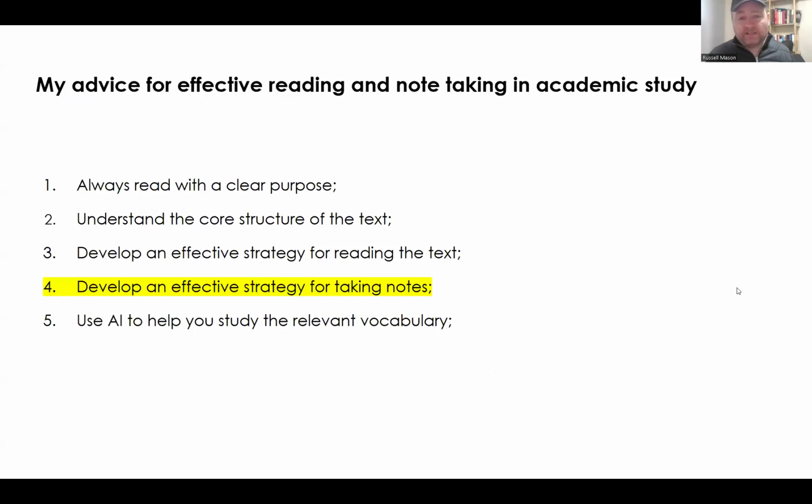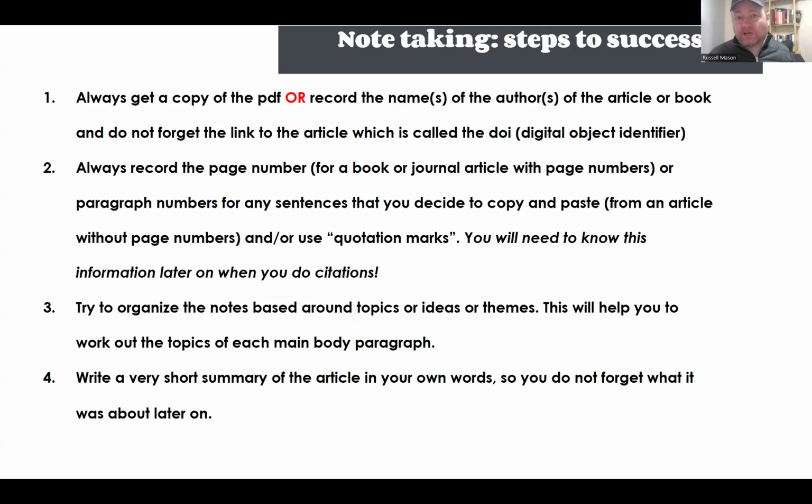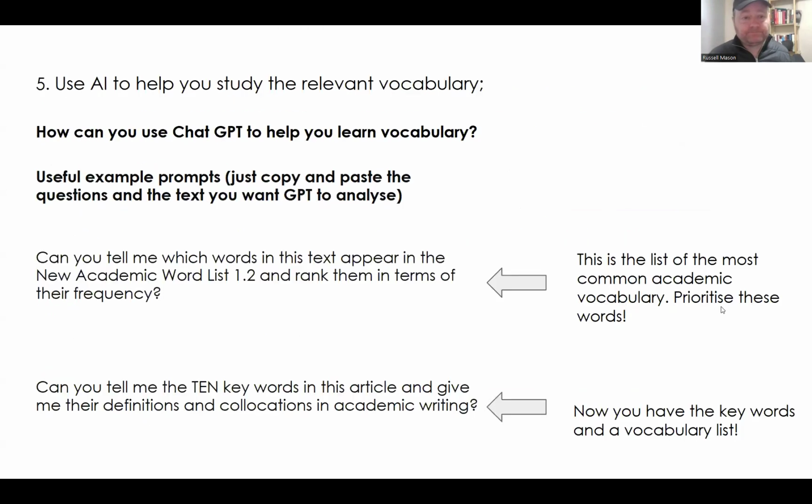Okay, quickly looking at note-taking strategy, get a copy of the PDF, record the name of the article, and also the digital object identifier for the article. This will be useful for your reference list. Always record the page numbers if you're doing quotations, because you will need the page number for the citation. Try to organize your notes around topics or themes if you're taking notes. And writing a very short article summary at the end can be useful because you will forget a lot of information about the article after you've read it.